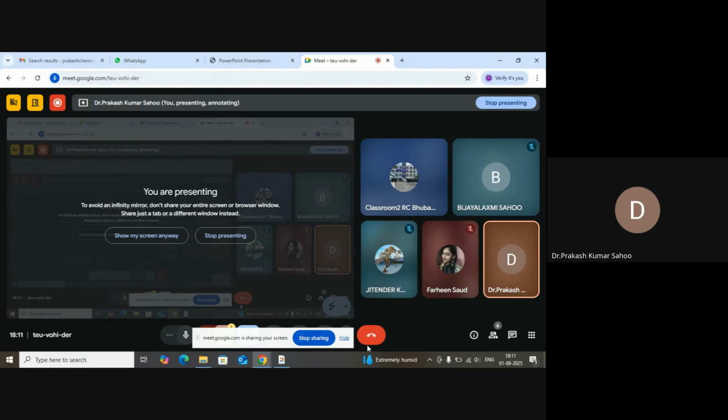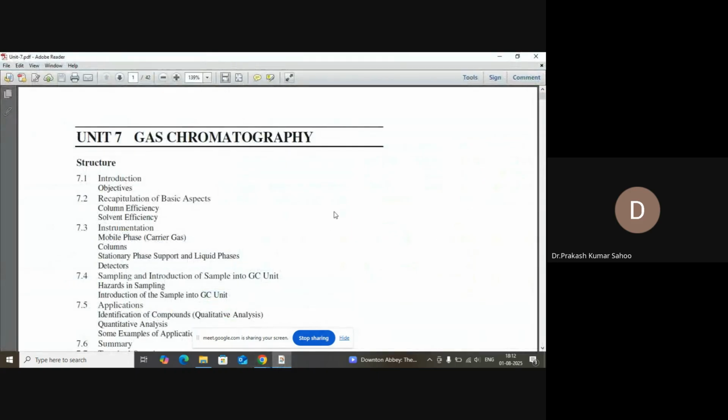So, up to yesterday, we have completed or covered your unit 6, that is block 3, I think. And today we will discuss the next block, which is your unit 7, that is gas chromatography. As we already discussed, this chromatography method is all about the separation technique.